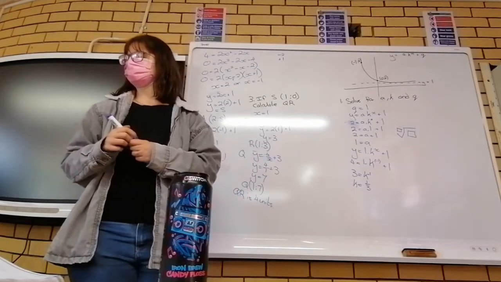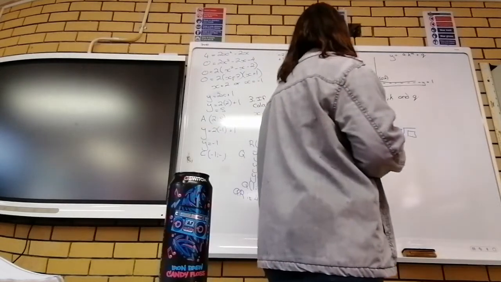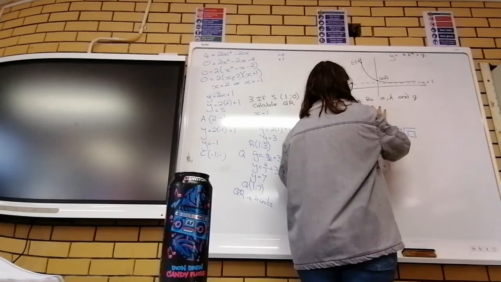Since I said solve for a, k, and q, that is the end of your question. You don't have to write it. Alright. Question like this, you'll get 1 mark for q. I'll mark in green.